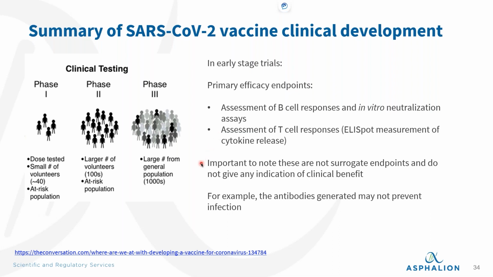It's important to note that these are not surrogate endpoints. So these endpoints do not give any indication of the potential efficacy of the vaccine. So they don't give any indication of clinical benefit. They simply allow the vaccine to go into larger trials with the hope that it will prevent infection by the virus. And so an example that I mentioned here is that the antibody generated may not prevent infection. So the presence of antibodies may not prevent infection.